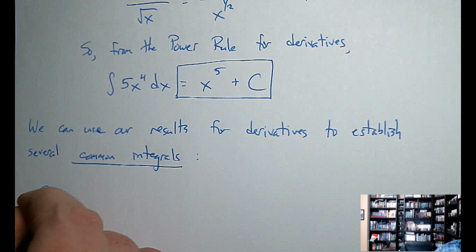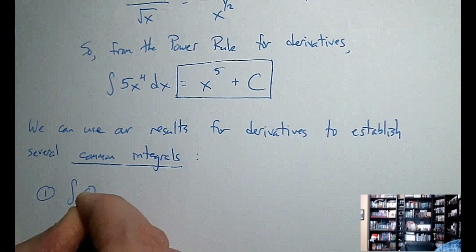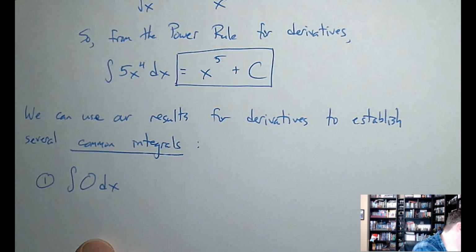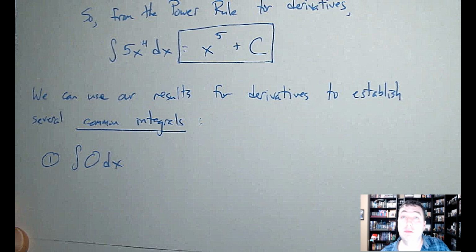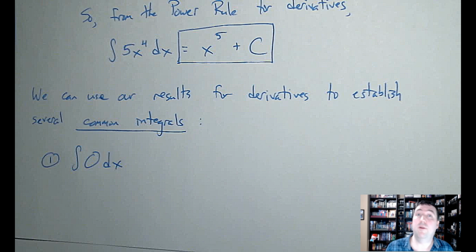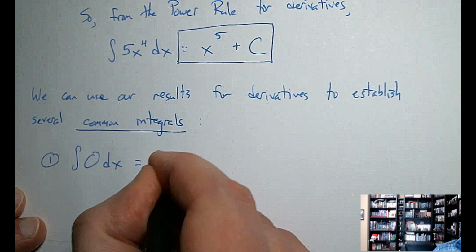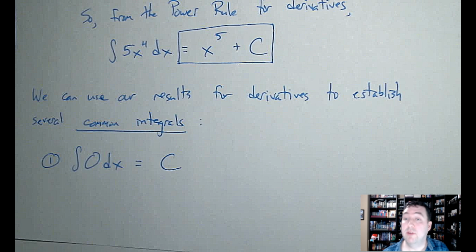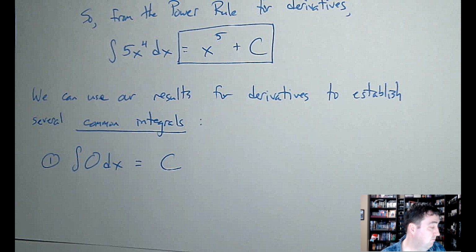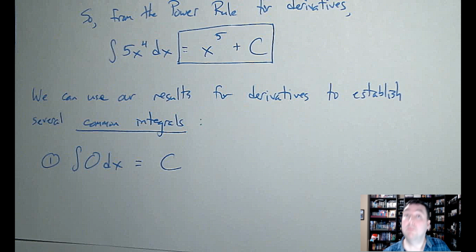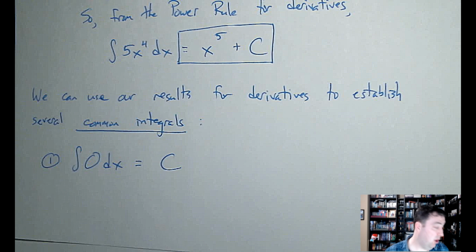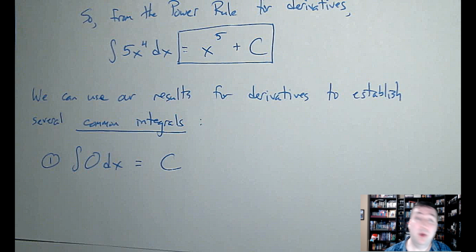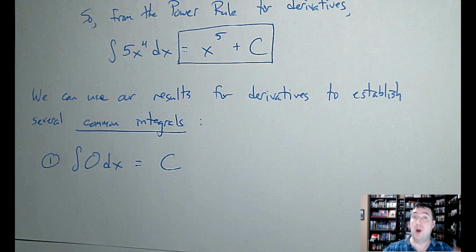So the first common integral, turning that around, would be to say that if I've got the integral of 0, what functions differentiate to give me 0? It's simply the derivative of any constant. So the integral is just that arbitrary constant, that constant of integration, c. Pretty simple, but it's always good to start with 0 and know how that works before we go on to anything more substantial.